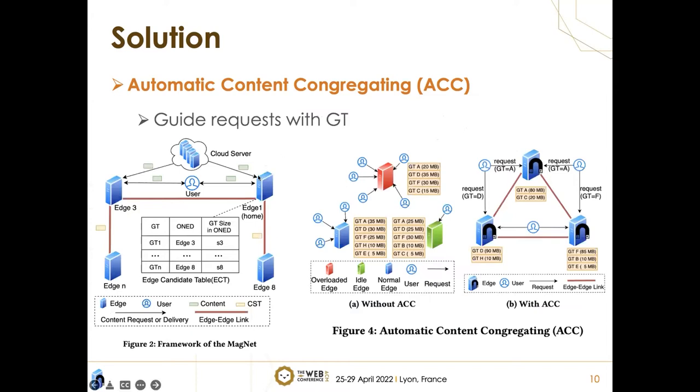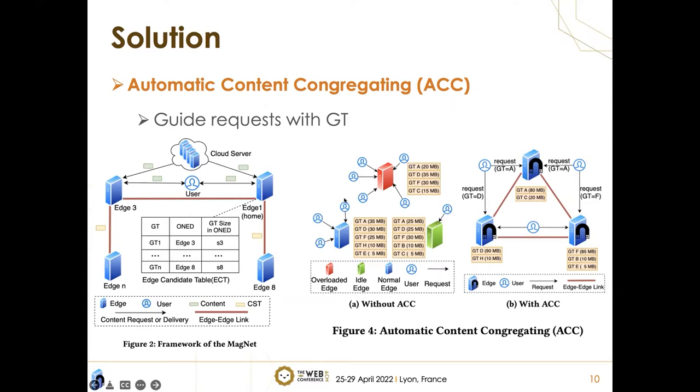As each content has a GT, every edge can count the caching capabilities of each GT. In MagNet, we allow every edge to exchange its caching information with its neighbors, or just share its own caching information with its neighbors. Then each edge can maintain a table named the edge candidate table. This table is important and is used for the advice.